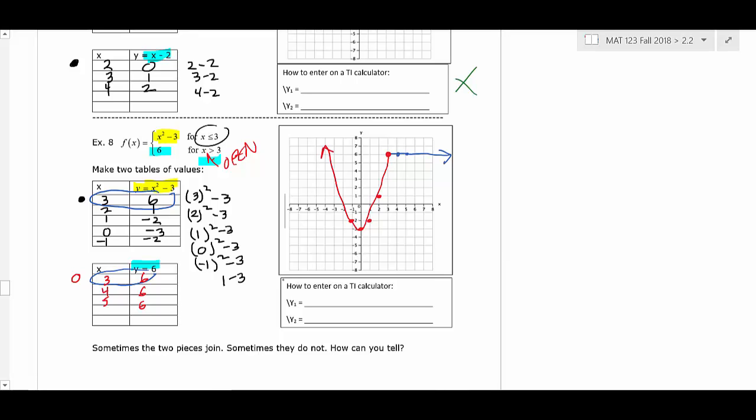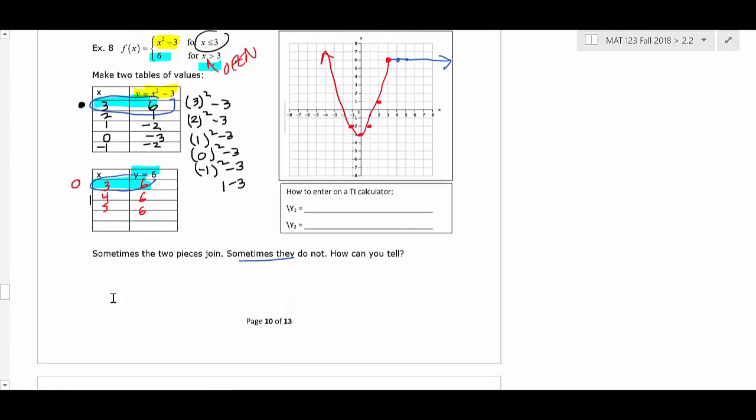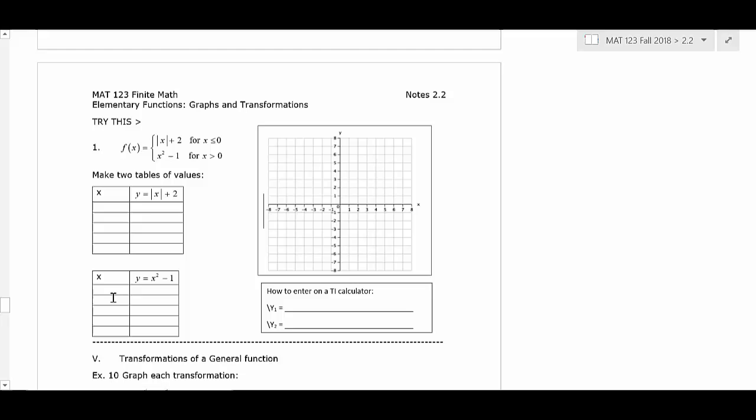So the question I'm asking is, how do you know the pieces join? It's because you get the same number, right? 3, 6, 3, 6, that means they connected. The first example I did, they didn't connect, but they did on this one. Okay? All right.